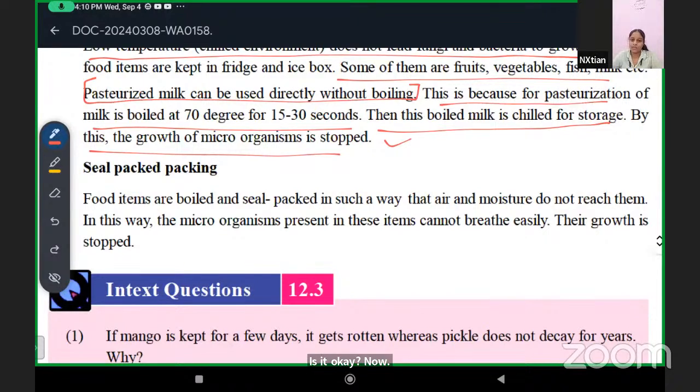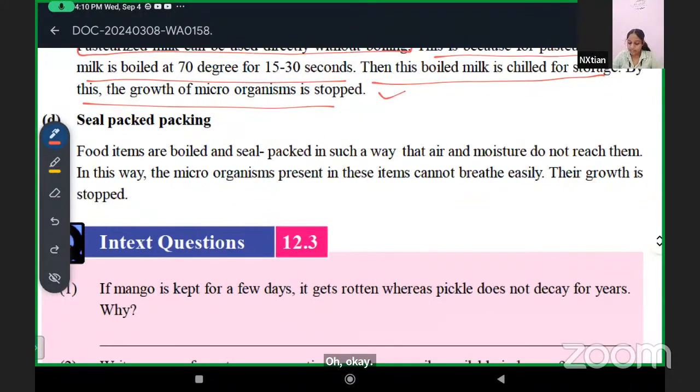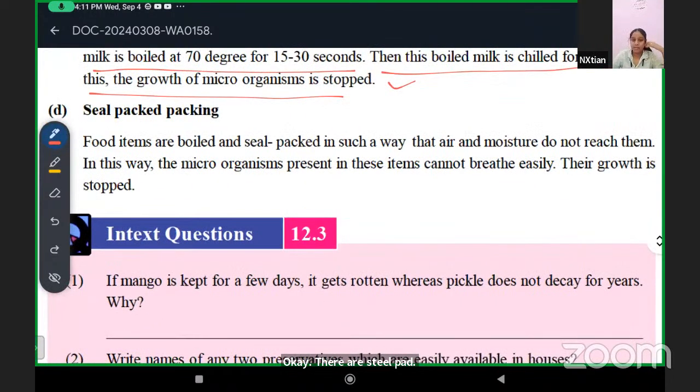Yeah. Okay. So then they also have seal packing. Food items are boiled and seal packed in such a way that air and moisture do not reach them. In this way, the microorganisms present in these items cannot breathe easily, and their growth is stopped. Have you seen various seal packed things? Things are also seal packed to prevent microorganisms from entering. And if they have microorganisms, they will not multiply.